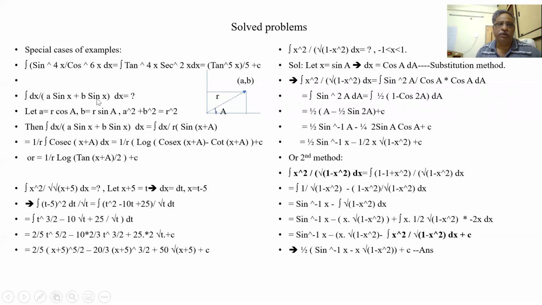So a sin a plus b form is converted into r cos a and r sin a. This is a trick here to convert. Let us see: integral x square by square root of x plus 5 dx. Only one square root.